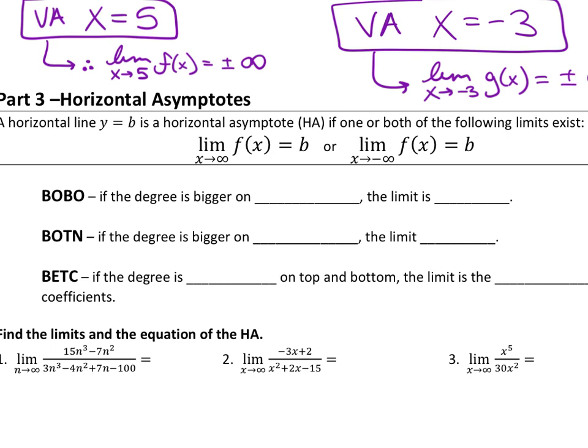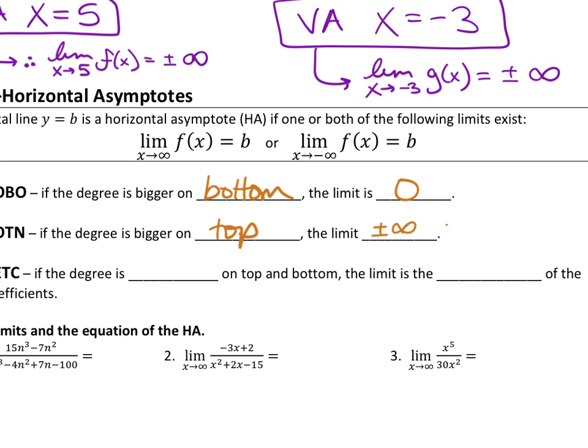What does BOBO stand for? If it's bigger on bottom, then the limit is 0, and the horizontal asymptote is also 0. If it is bigger on top, then the limit, the N actually stands for no horizontal asymptote because it's going to either positive or negative infinity. So you would say there are no horizontal asymptotes. That's where the N comes from, none. Because it's going up or down, not to a particular number.